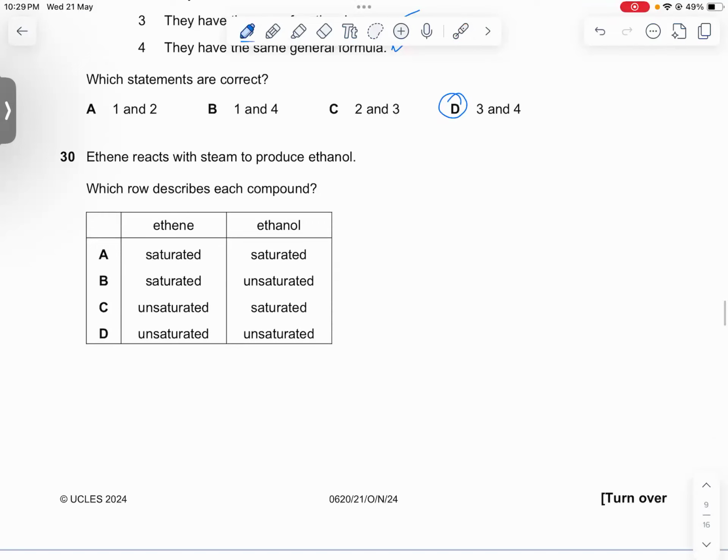Next question. Ethene reacts with steam to produce ethanol. Which row describes each compound? When ethene reacts with steam, it produces ethanol. Is ethene unsaturated? Yes, it contains a carbon-carbon double bond. Is ethanol unsaturated? No, it does not contain a carbon-carbon double bond. So the answer is C. Ethene contains a carbon-carbon double bond, but ethanol does not.